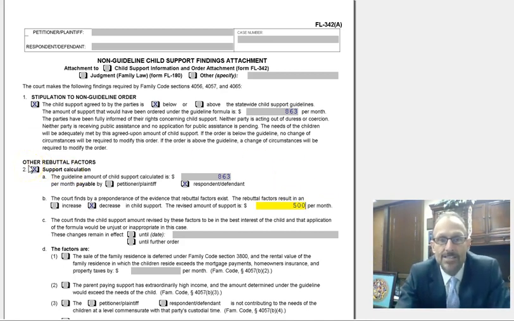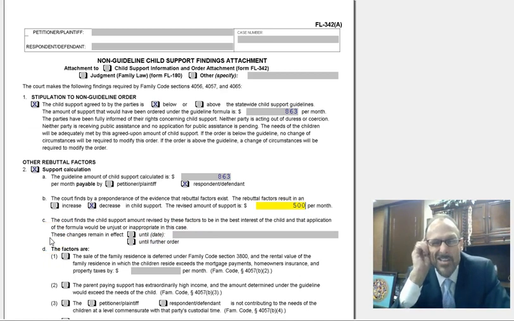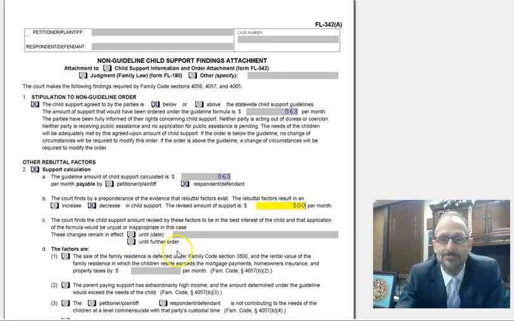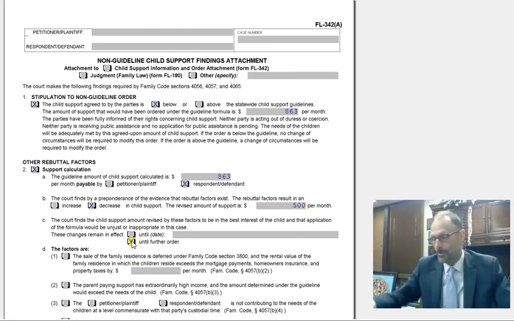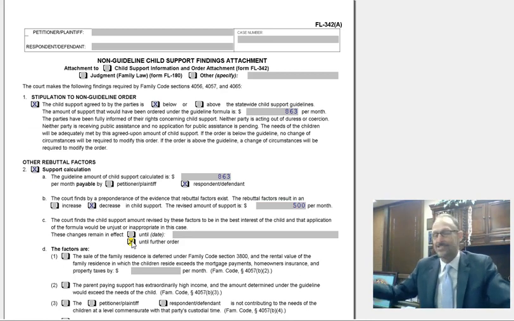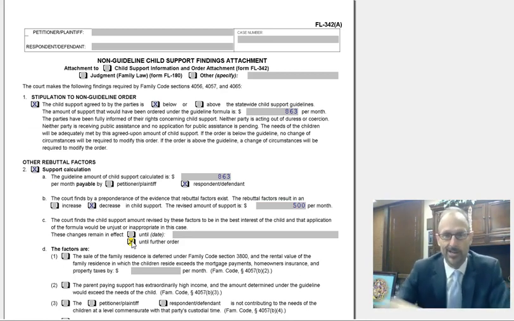The court finds the child support amount revised by these factors is in the best interest of the child, and that application of the formula would be unjust or inappropriate in this case. These changes remain in effect, and I would put until further court order. You can put a specific date, but then you're just asking for a new court date or asking to go back into court on some date. So just put until further order of the court.